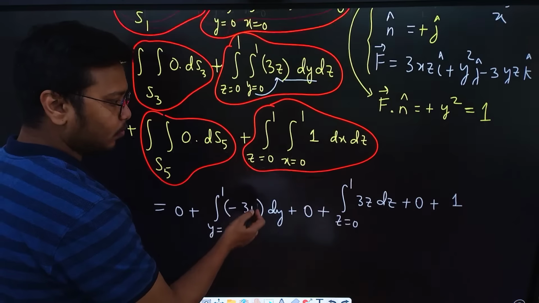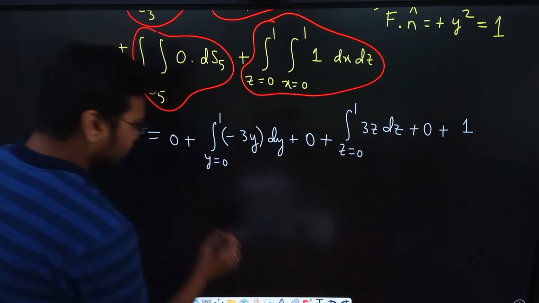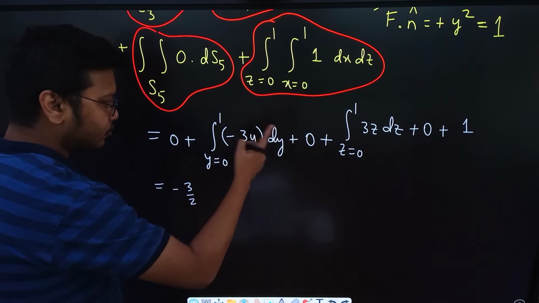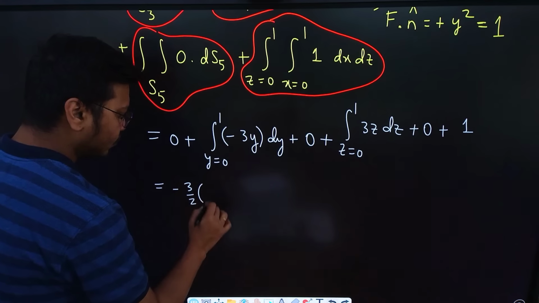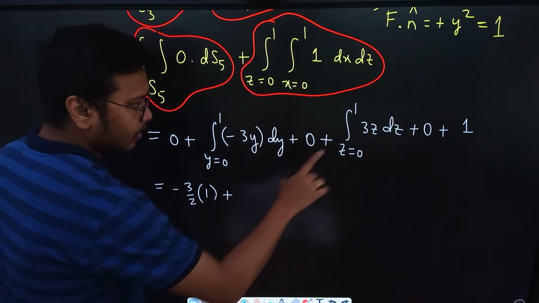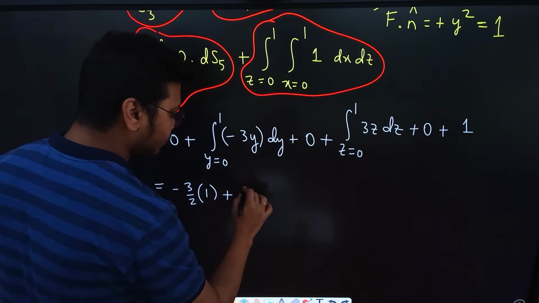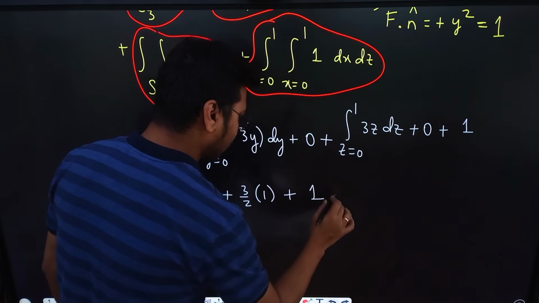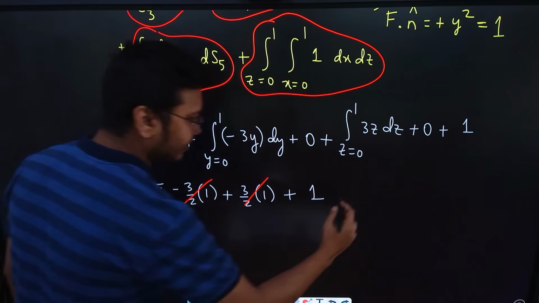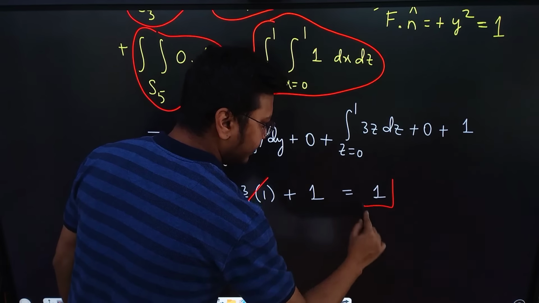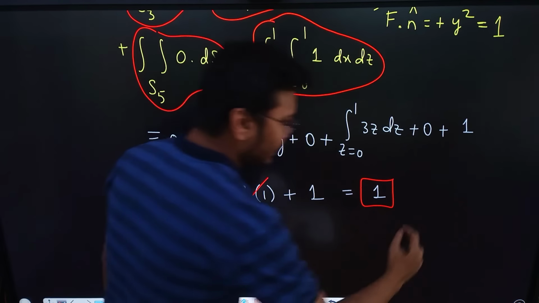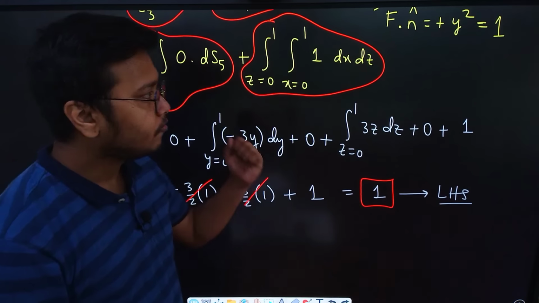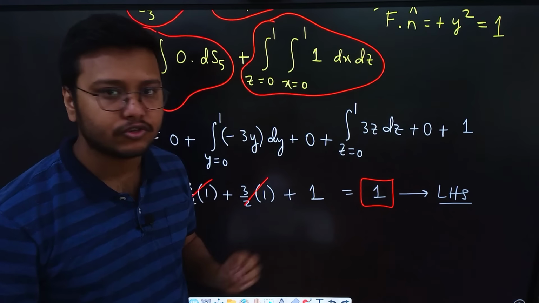So I'm directly writing that as 1. Okay, so the remaining ones, if I calculate, this is going to be minus 3 by 2 y square, y value is 1, so I'll directly put the value, plus this is going to be 3z square by 2, so 3 by 2 and z value is going to be 1, plus a remaining 1, and these two are going to get cancelled, and we are going to get 1 as the final answer, which is same as that of the LHS, right? So we have verified divergence theorem.